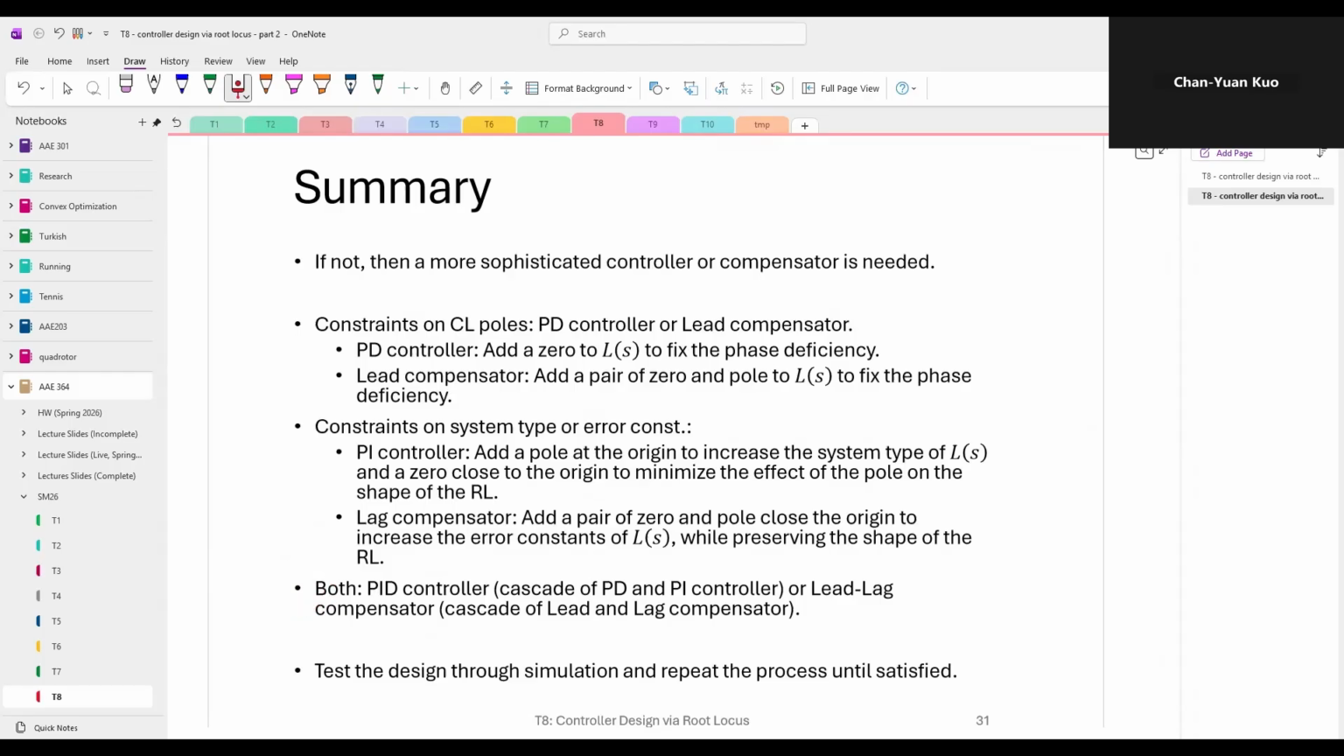Finally, if both transient response and steady-state specifications must be satisfied simultaneously, we can use a PID controller, which combines a PD controller with a PI controller, or a lead lag compensator, which combines a lead compensator with a lag compensator. And regardless of which controller we design, the final step is always the same. We verify the design through simulation, compare it against the specifications, and refine the controller if necessary.